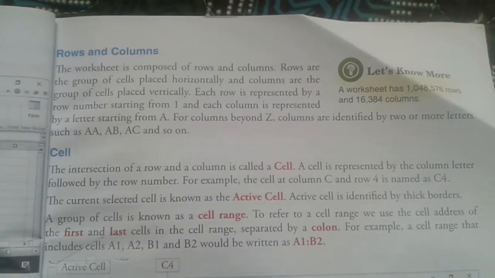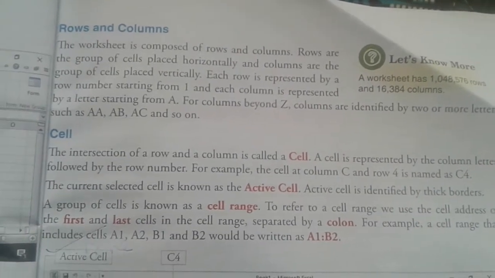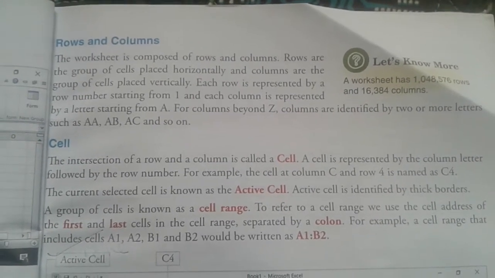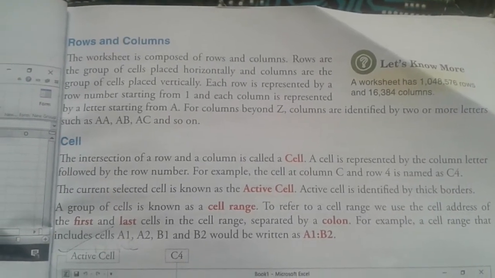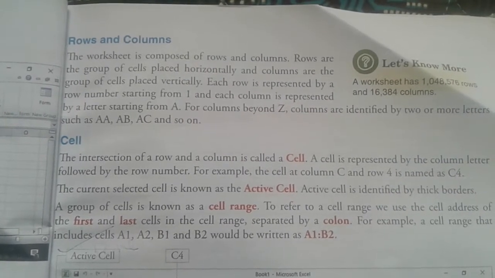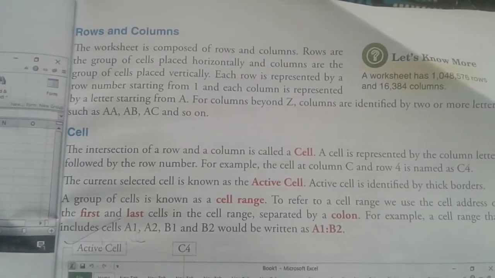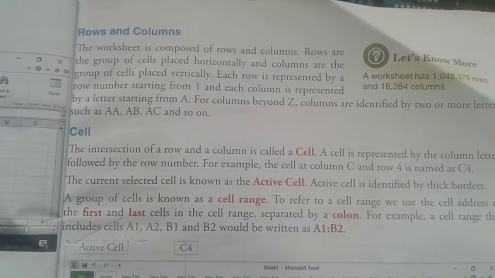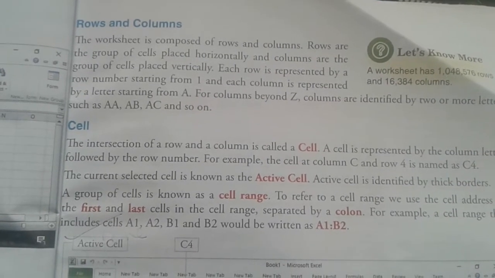And what are rows and columns? I already told you in my previous video, a worksheet has 1,048,576 rows and 16,384 columns. Rows are groups of cells placed horizontally and columns are groups of cells placed vertically. Each row is represented by a row number starting from 1 and each column is represented by a letter starting from A to Z.